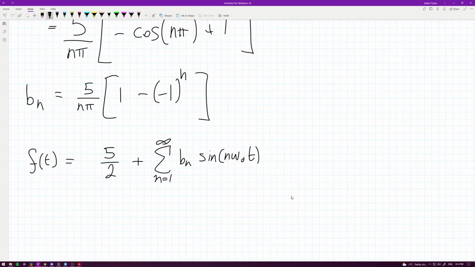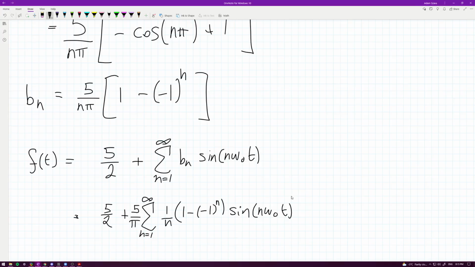And I can just obviously substitute that in. So 5 over 2 plus the sum, n goes from 1 to infinity of, so I'm going to move 5 over pi to the outside here, and then I'm just going to have 1 over n, right? 1 minus negative 1 to the n. I can do that, right? Yeah, I can do that. Sine of n omega 0 t.